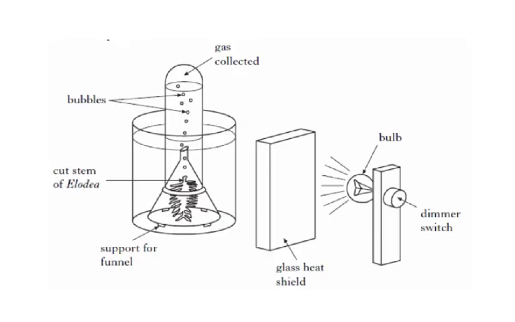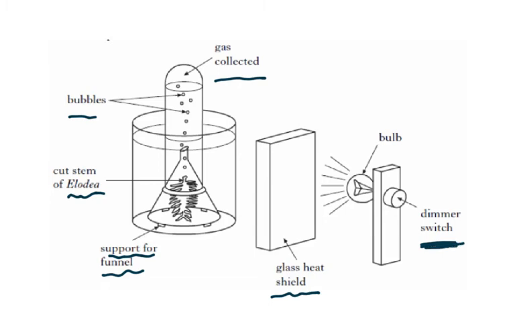Another experiment which has been set up, and you can see that this has a bulb and this has a dimmer switch. This has a glass heat shield, and then we have the Elodea, which is the pond, an aquatic plant, and you have the support for the funnel. Please look at each point, and then you have the bubbles collected at the top. Now, why do we have a dimmer switch?